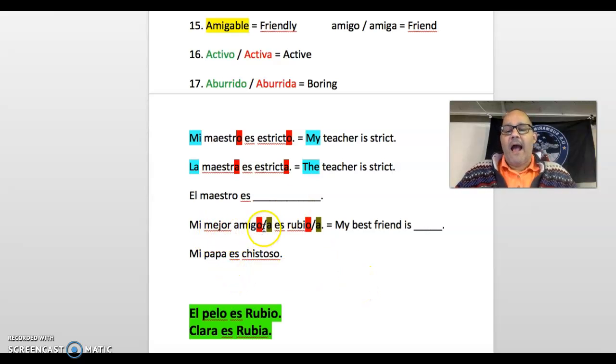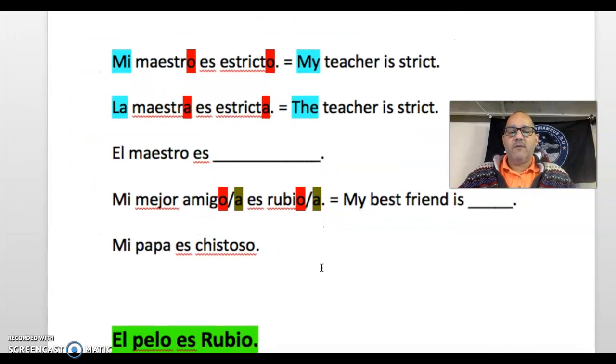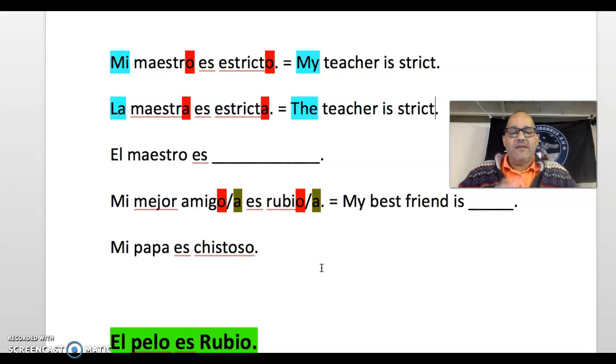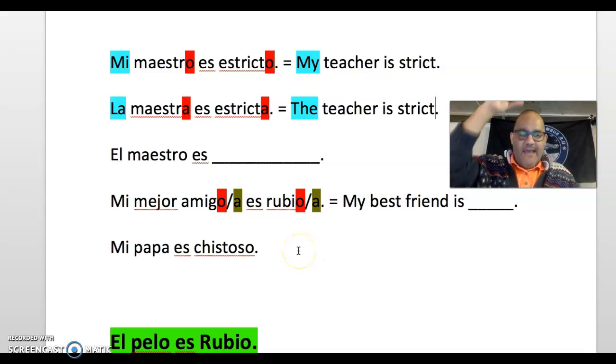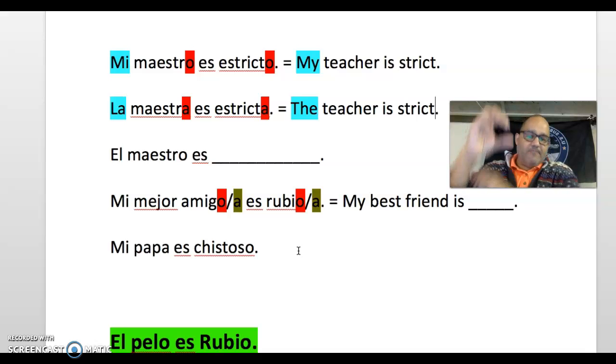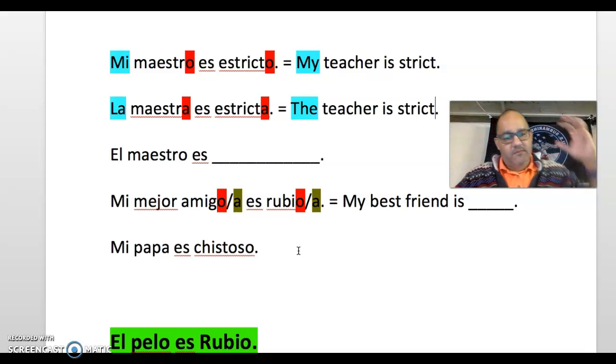"Mi mejor amigo o mi mejor amiga es rubio o rubia." Notice how I match O with O, A with A in the colors that are highlighted. Let me make it a little bigger so you can see what I'm talking about. That's really important for you guys to see. Again, it has to match. If it's masculine, it's masculine. If it's female, it's female. If I translate this, my best friend is blonde.